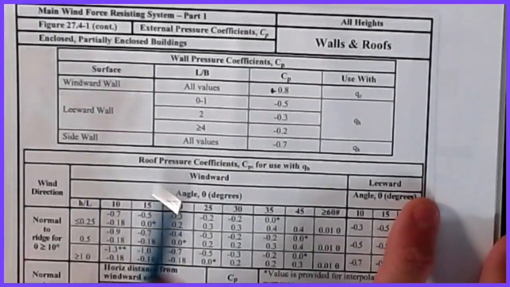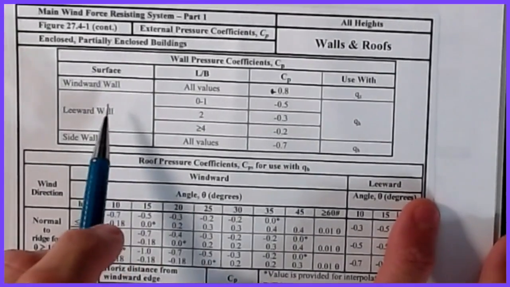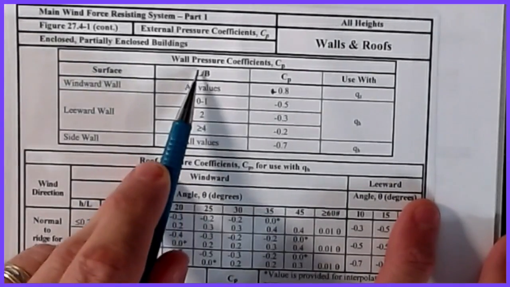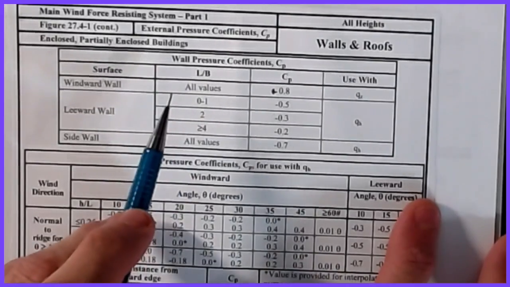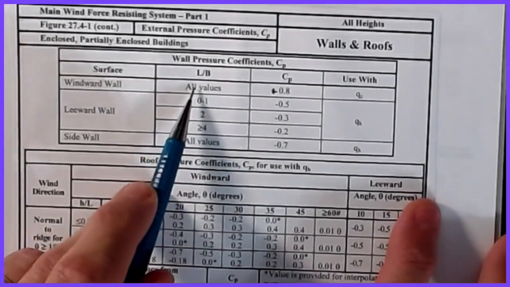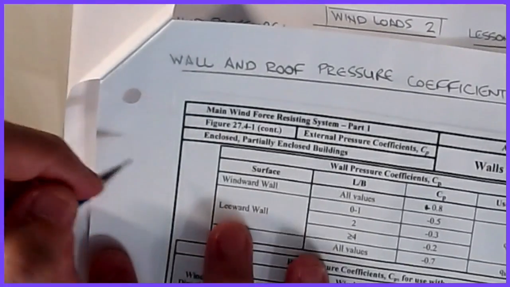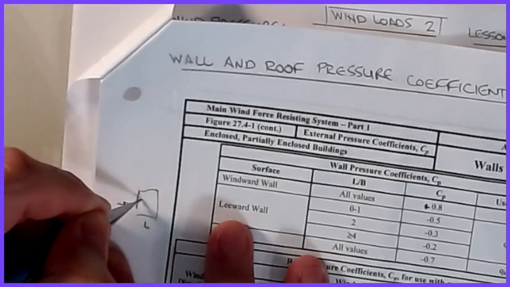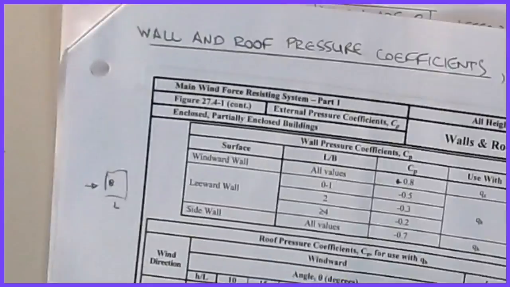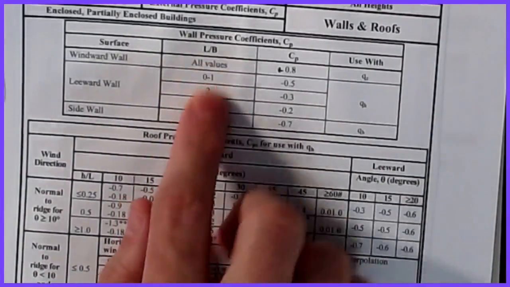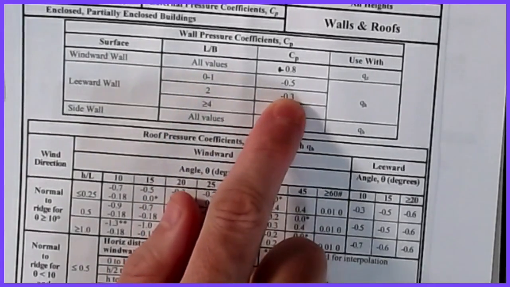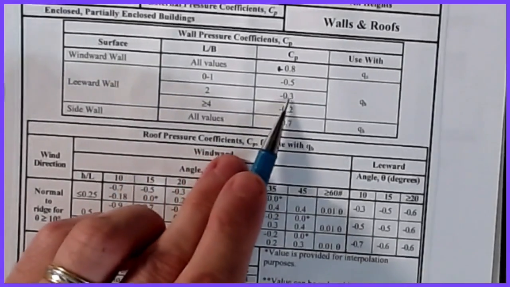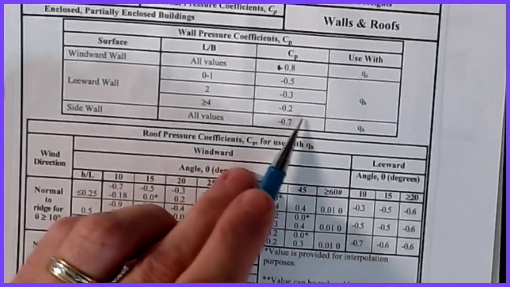The leeward wall, on the other hand, depends on the building dimensions and how long the building gets and so forth. So we're going to look at the L over B ratio. Remember, L is the direction parallel to the wind. So if we're looking this way, then that is L and that is B. If the L over B ratio is between 0 and 1, your CP value is minus 0.5. If it's 2, it's minus 0.3, and if it's 4 or greater, you're down to minus 0.2.